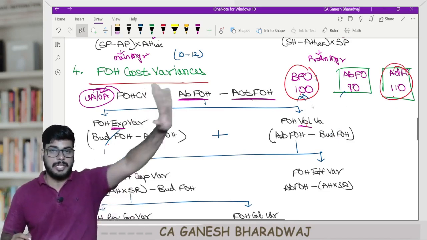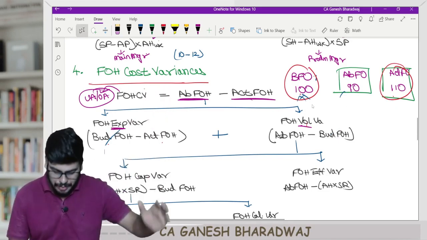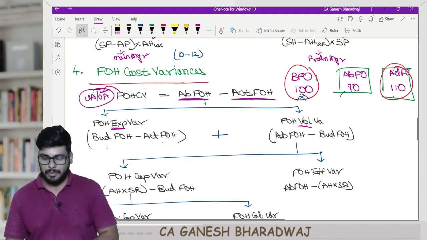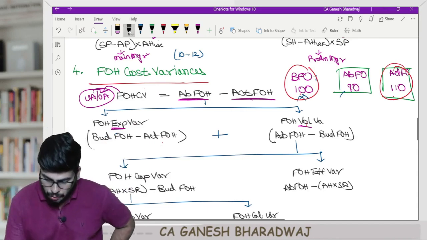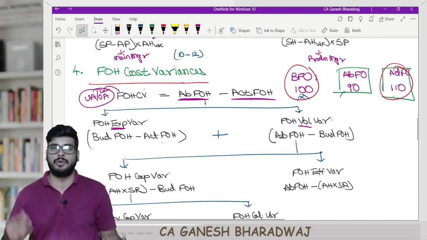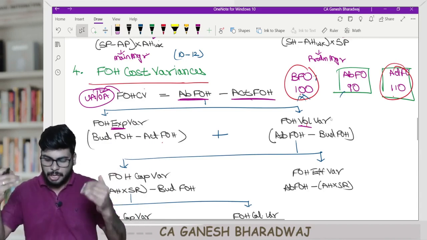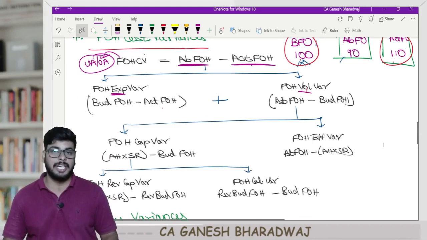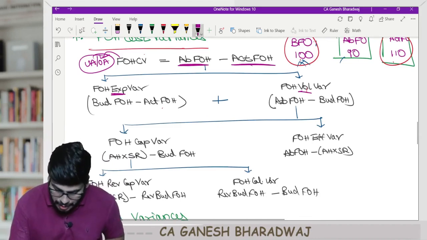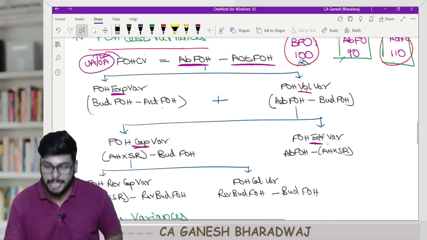So now, fixed overheads expenditure variance is what? Budgeted fixed overheads minus actual fixed overheads. Your volume variance is going to be what? Absorbed fixed overheads minus budgeted fixed overheads. Now your volume variance is further classified into two. What and what? Capacity variance and efficiency variance.